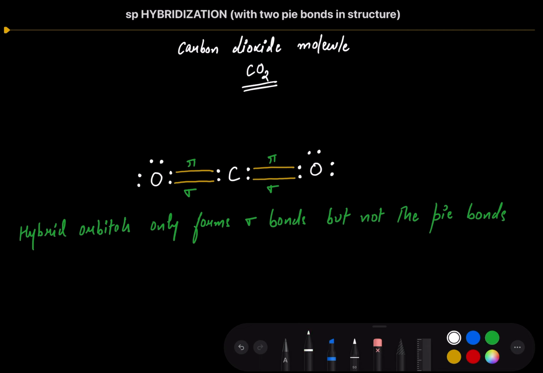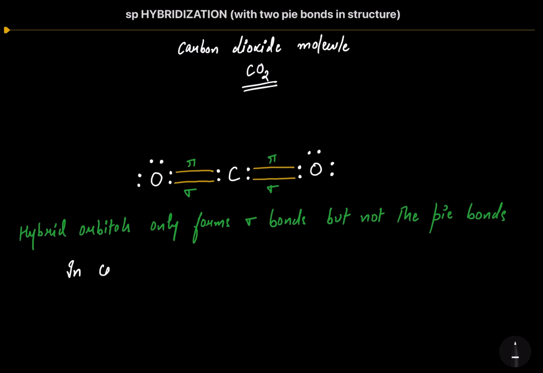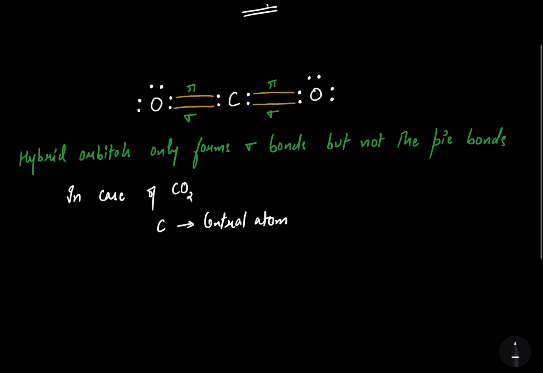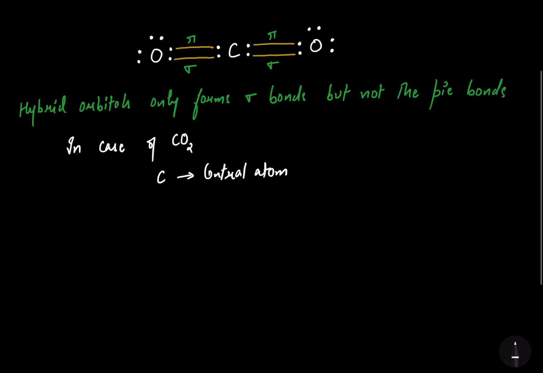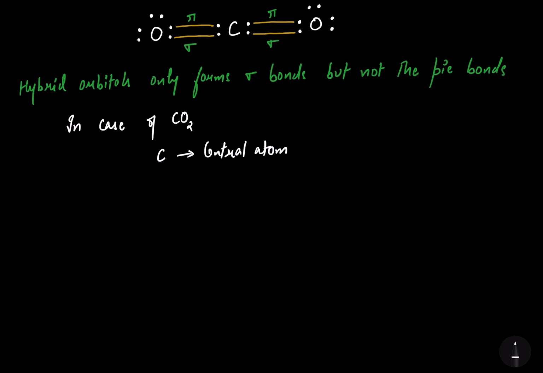Now in case of CO2, carbon will be the central atom because carbon is forming the maximum bonds, that's 4, and oxygen is forming 2 bonds. So carbon is forming 4 bonds, so here the central atom will be taken as carbon. Now let's talk about the carbon.